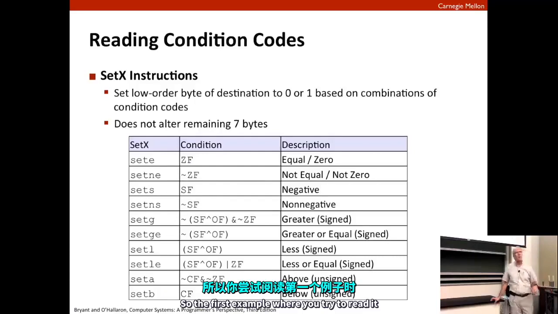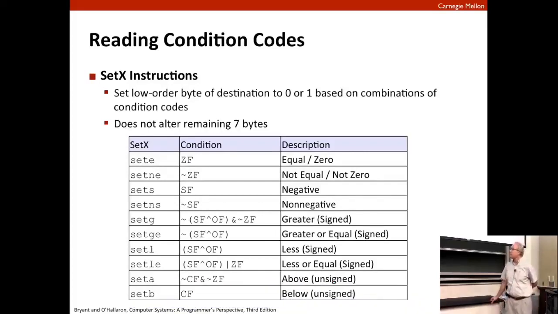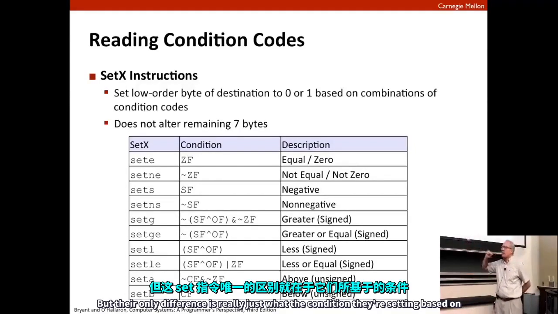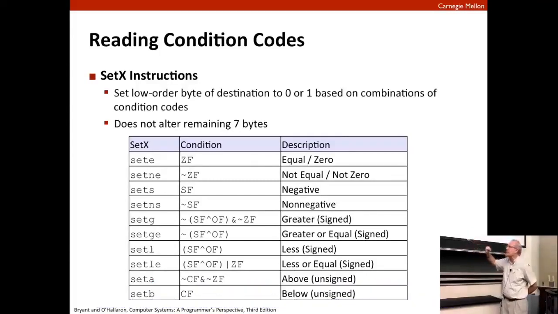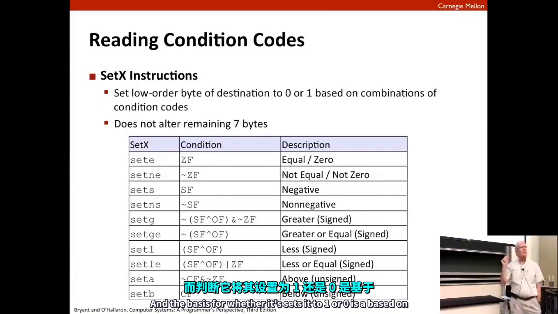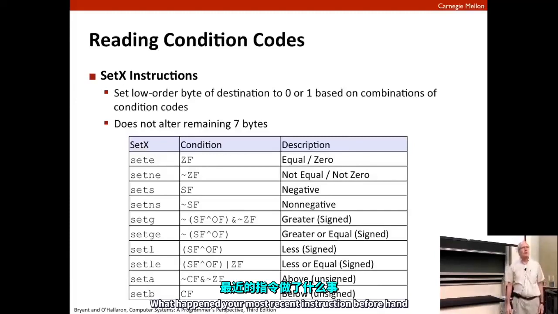So the first example, where you try to read it in a way that you can make use of it, is done with the set instruction. And you'll see there's a whole range of set instructions, but their only difference is really just what condition they're setting based on. So what a set instruction does is it sets a single byte of a single register to either 1 or 0. And the basis for whether it sets it to 1 or to 0 is based on what the condition codes are. In essence, what happened to your most recent instruction beforehand?